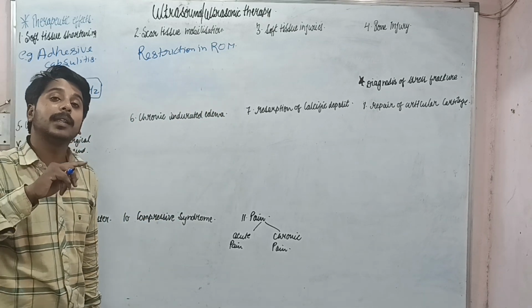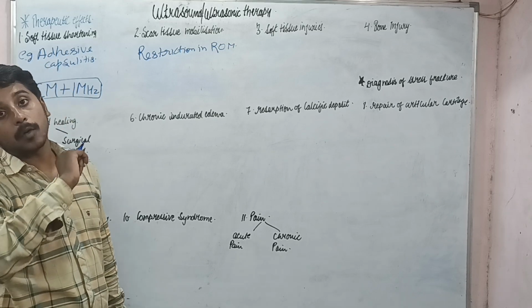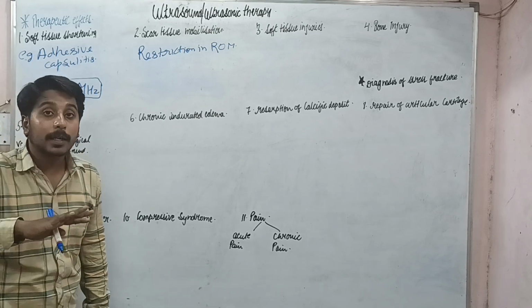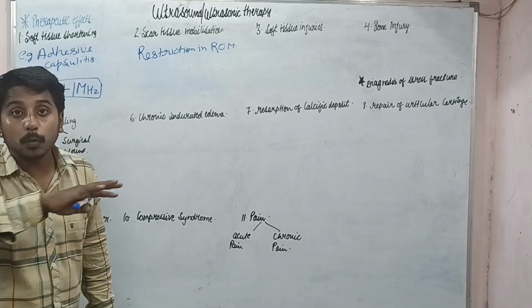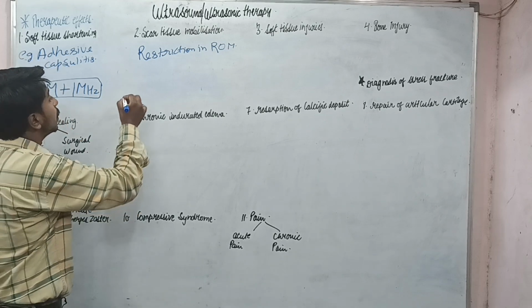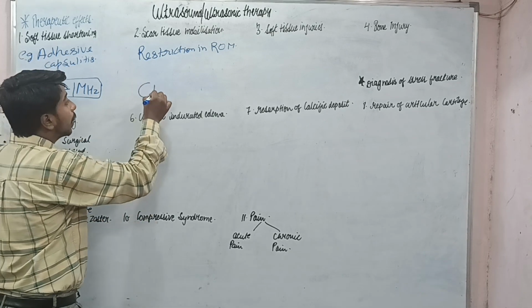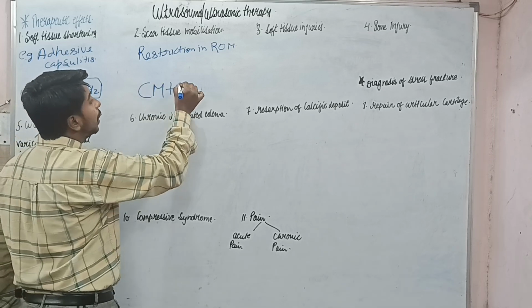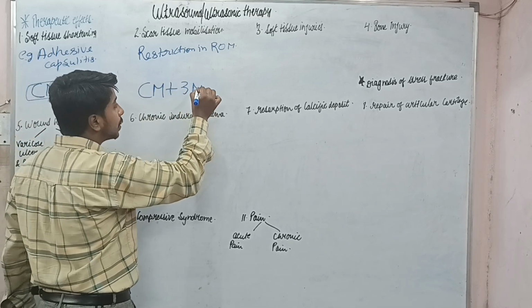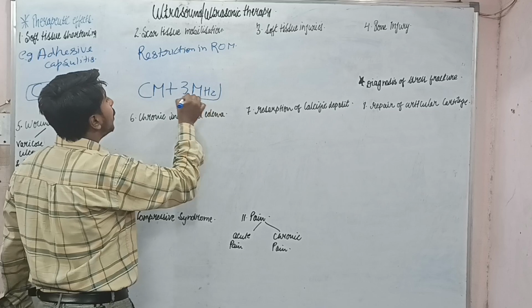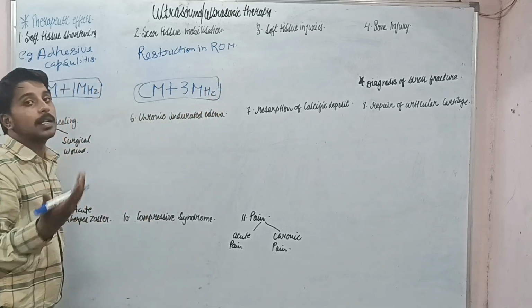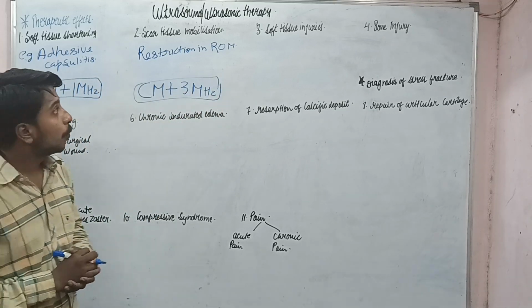As you have studied in the resolution phase of the biological effect, the ultrasound helps to realign the collagen. It is due to the thermal effect. Definitely the continuous mode is used and the frequency is 3 megahertz. Why? Because scar is occurring at the skin and skin is very superficial.